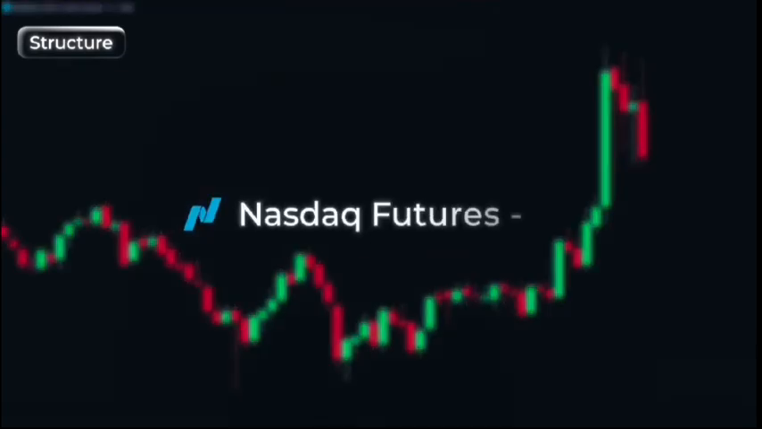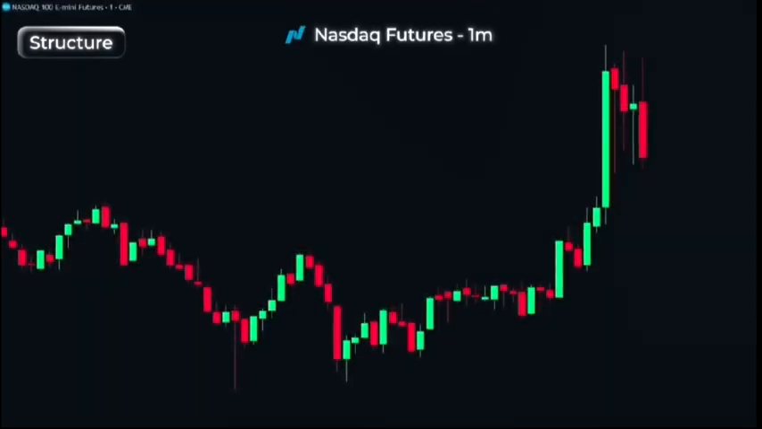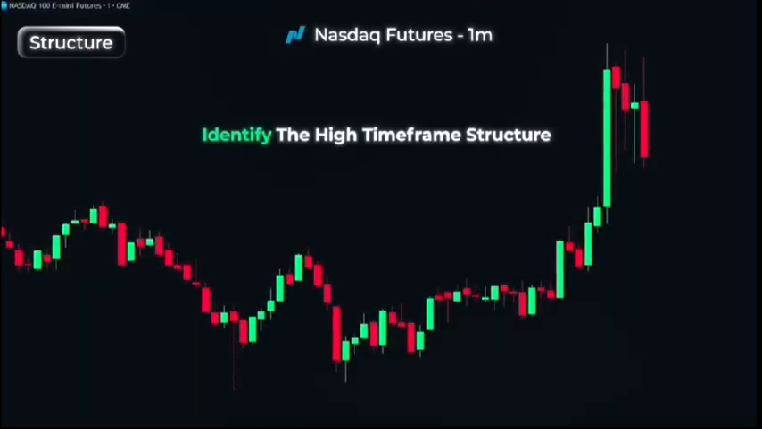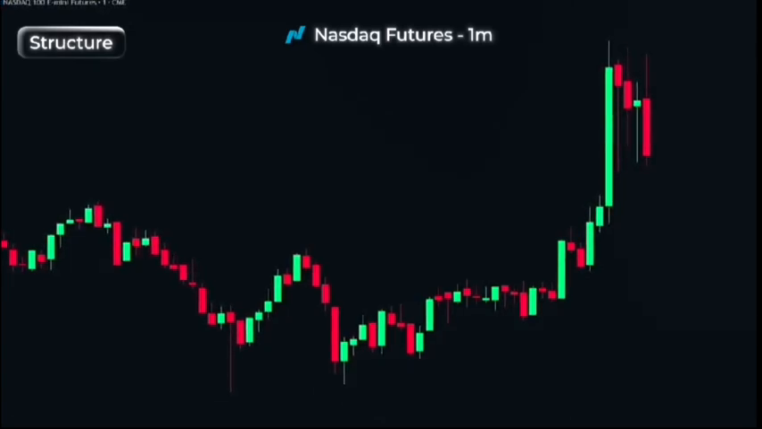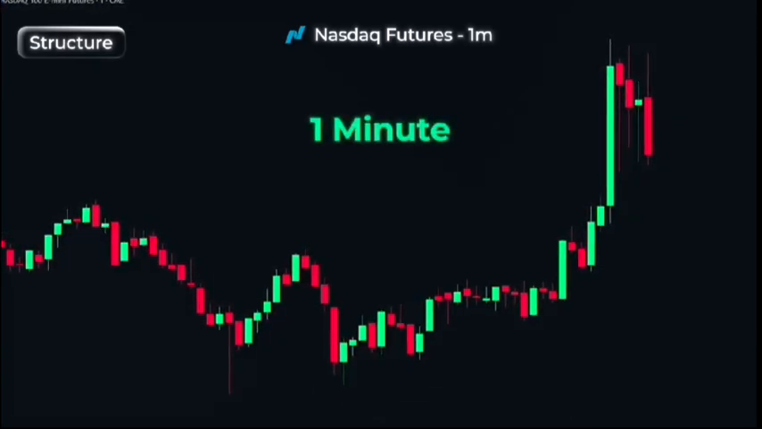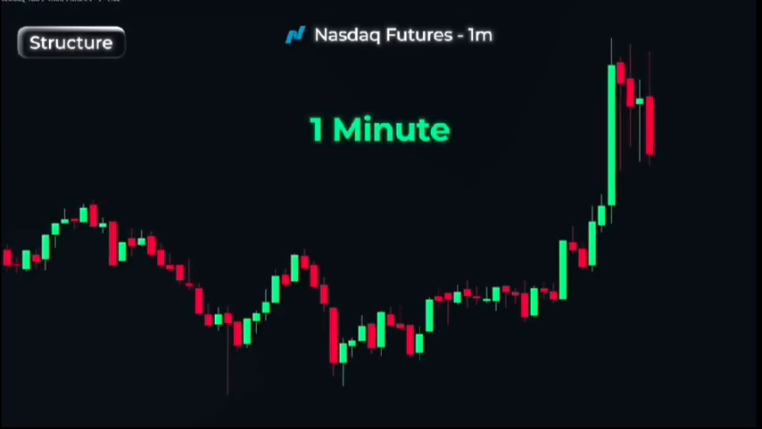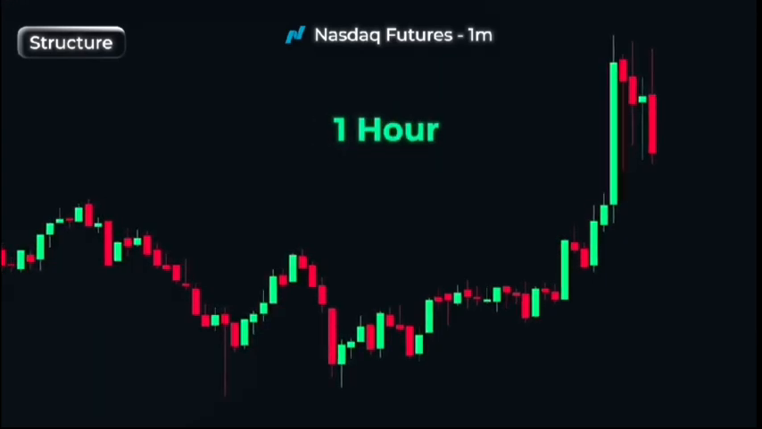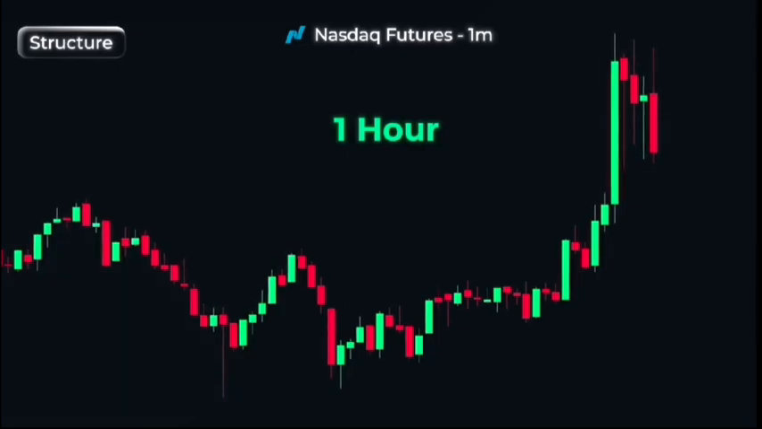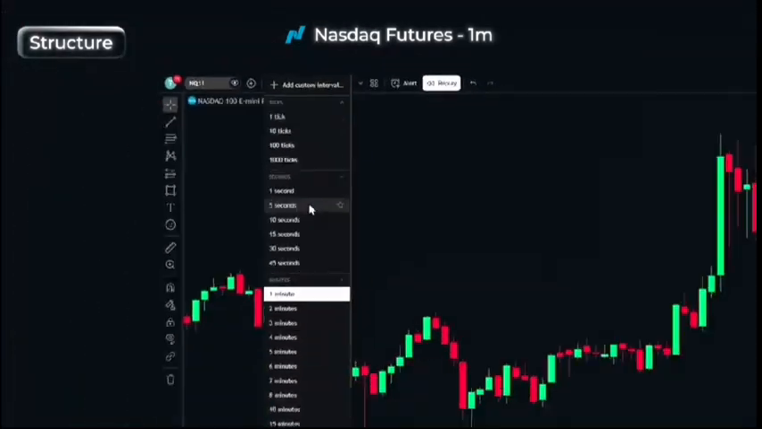Here, I'm on the Nasdaq futures chart. First, you want to start by identifying the high time frame structure. In the SLC system, we like to trade on lower time frames, like the 1 to 15-minute chart. But specifically for the structure part, we want to go up to a higher time frame, like the 1-hour chart, and identify its structure there. So let's switch to the 1-hour chart.